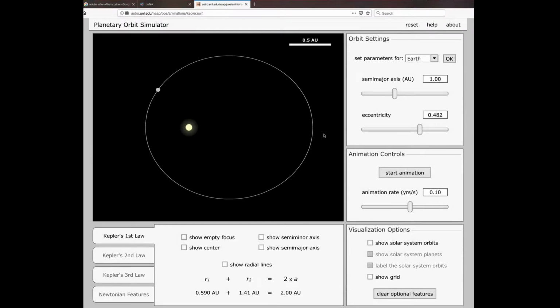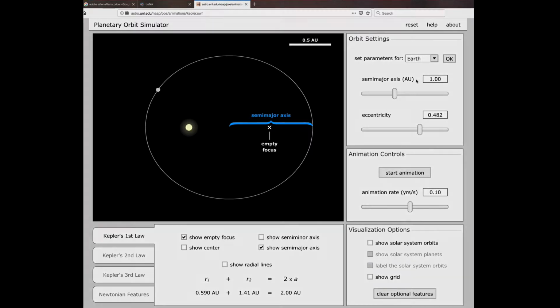So here we've got a generic ellipse. And the sun, as Kepler pointed out, is at one of the focus points. But there's another focus point because ellipses are symmetric. Now, each ellipse has sort of a long axis to it and a short axis to it, and the long axis is called the major axis. Half of that is called the semi-major axis because that means half major axis. Right now I've got it set up so that the semi-major axis is the same as Earth's.